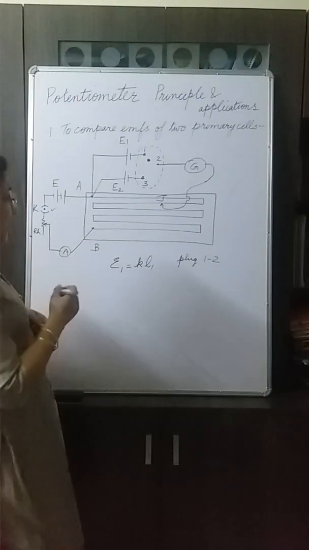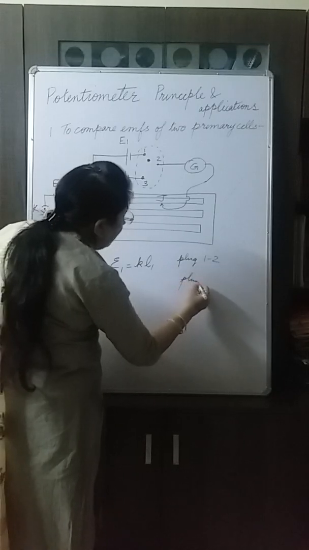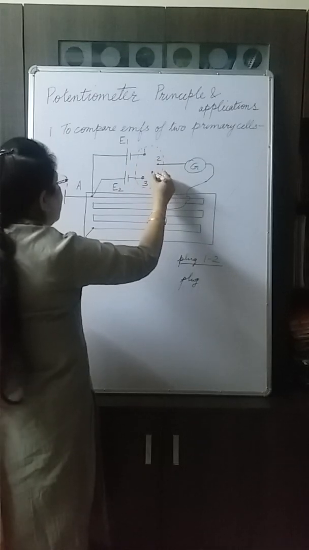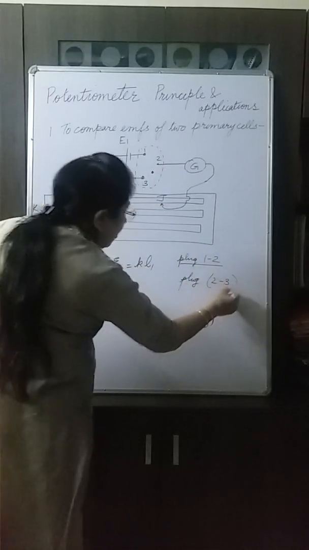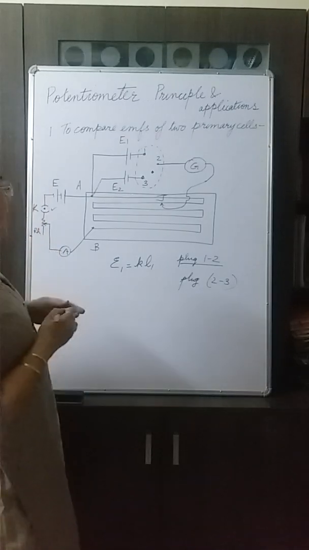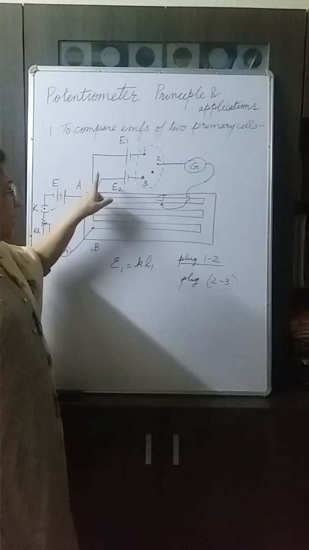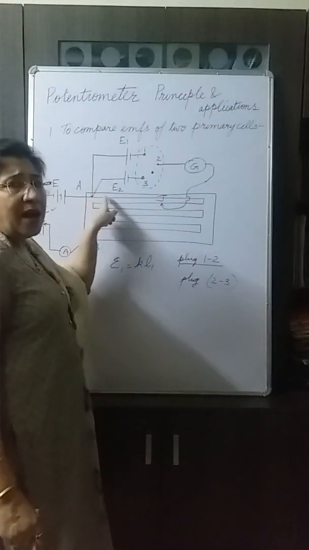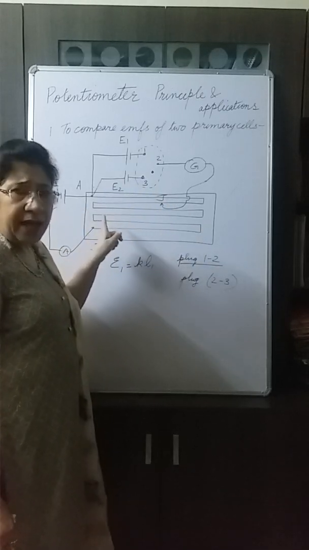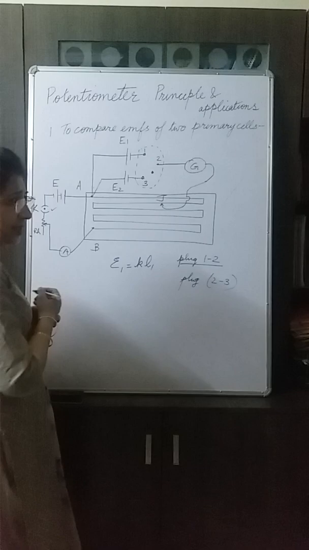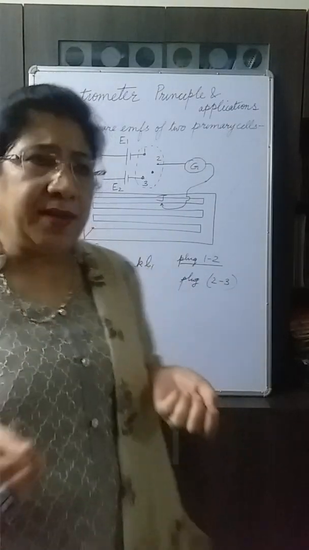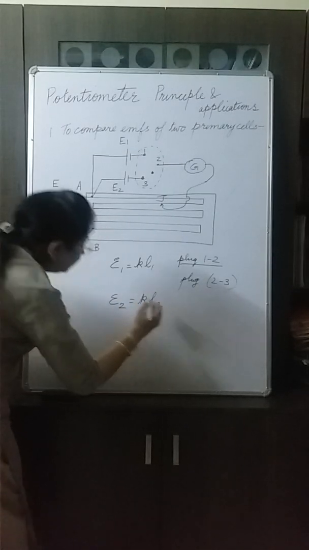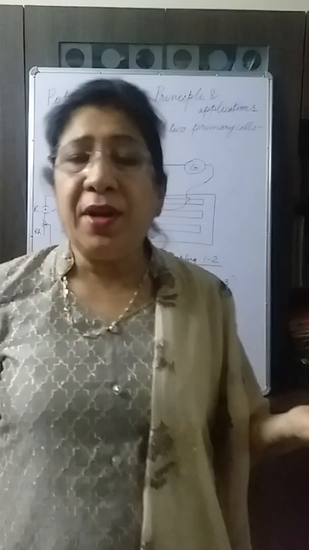Similarly, now in the second step, we will open the plug 1, 2 and now close the plug 2, 3. When we close the plug 2, 3, the cell E2 is now in circuit. Now again we will find the balance length starting from point A. Say the balance length is L2 in this case. We can write E2 equals KL2. This we are getting from the principle of the potentiometer.